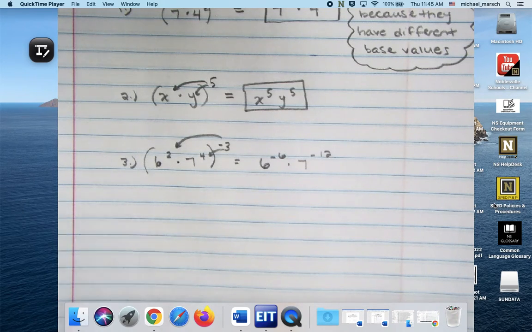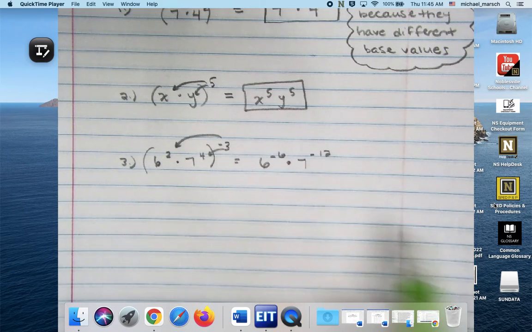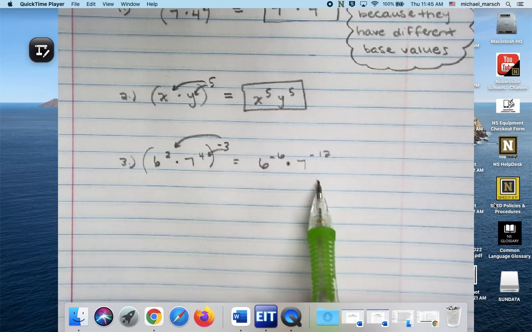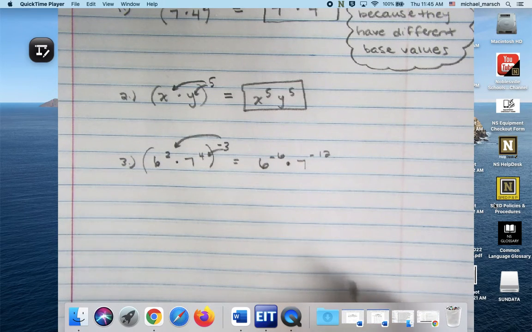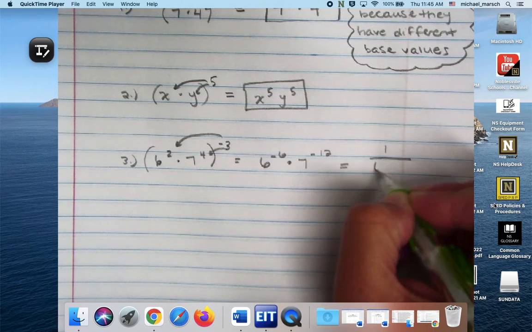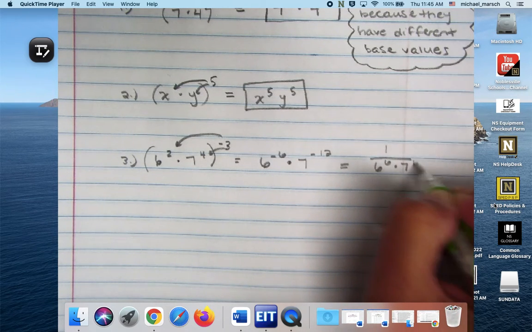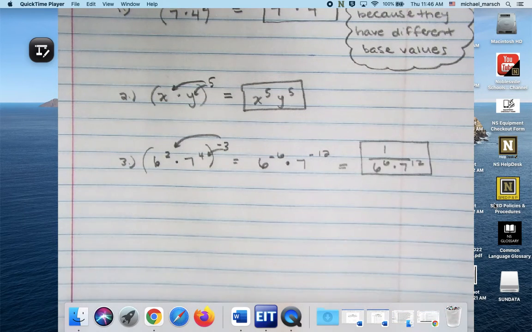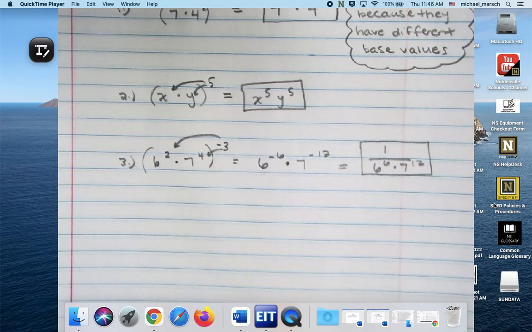But based on what we just talked about earlier and what you guys took notes on yesterday, I can't have these as negatives. So what am I going to do to these terms here to make it mathematically accurate? Fractions, right? So they're both going to get moved to the denominator because they both have negatives. And then we're done. They both had to shift down.